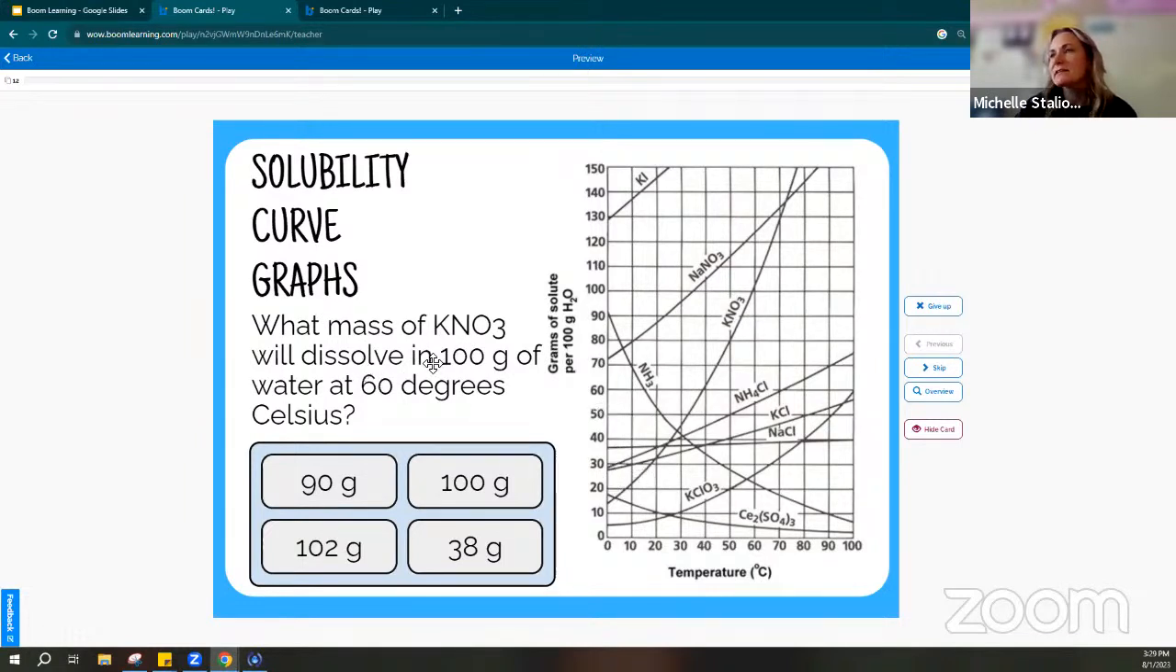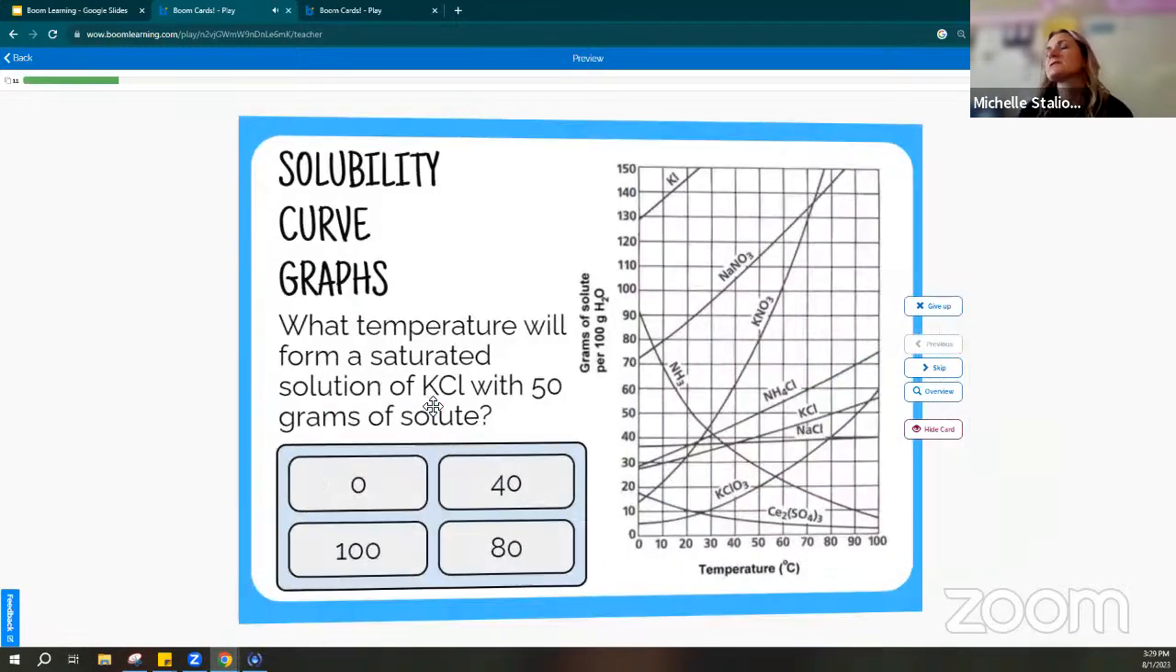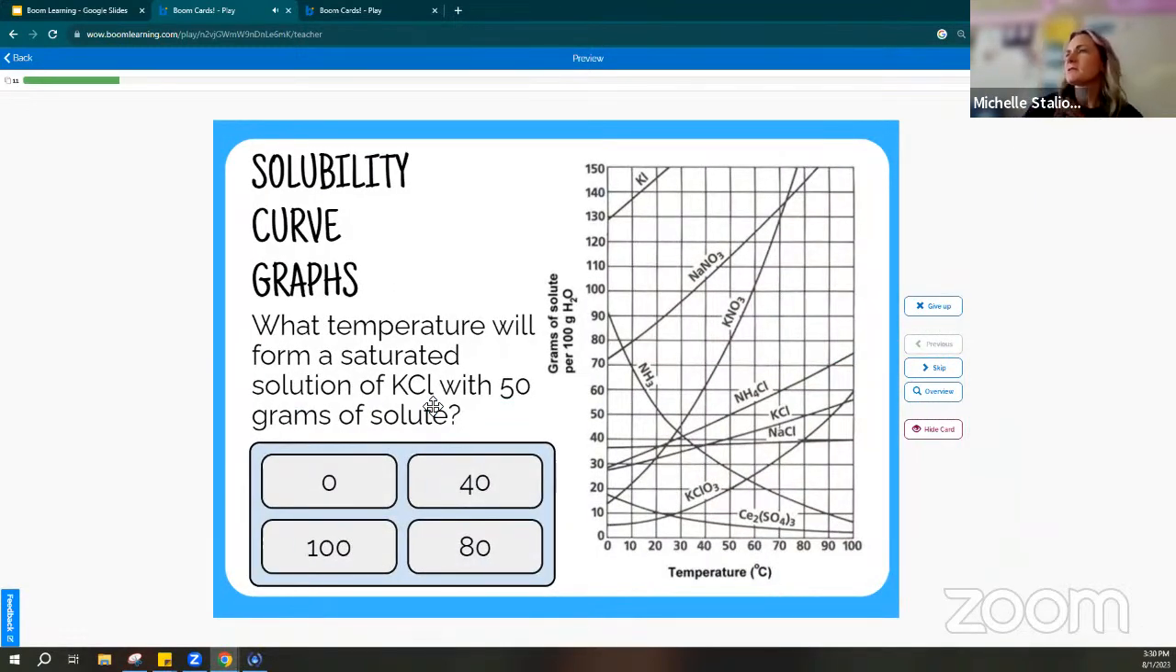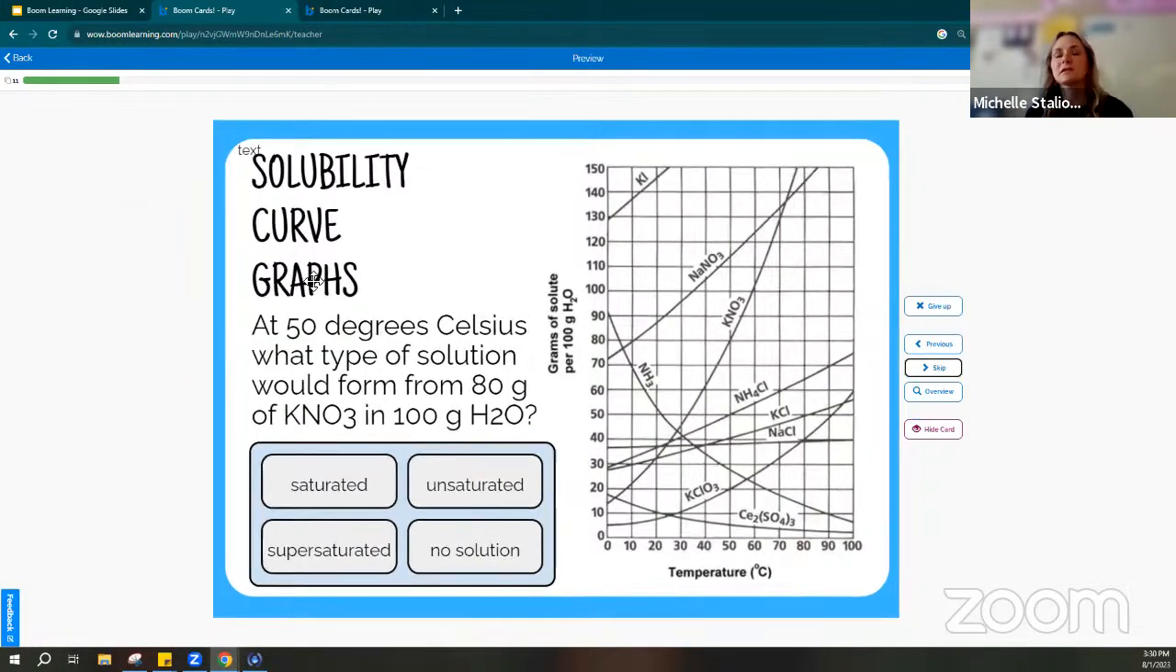On this one, seeing how much KNO3 would dissolve in 100 grams of water at 60 degrees Celsius, they get used to reading those graphs and identifying it, and they can hear all those sound effects and feedback. So there you go. I'm trying to get ahead to one of the cards where I have it for saturated and unsaturated, so they can do the same things.